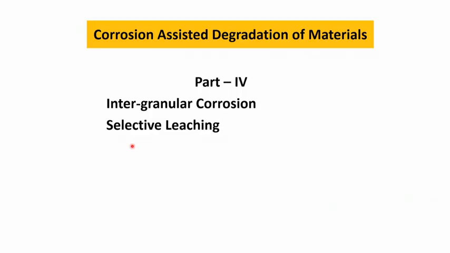The process of discussions on different modes of corrosion, particularly wet corrosion or aqueous corrosion. So, today in this talk we will discuss two different modes which are very important and very much dependent on the microstructure of the metals and alloys. These are intergranular corrosion and selective leaching.